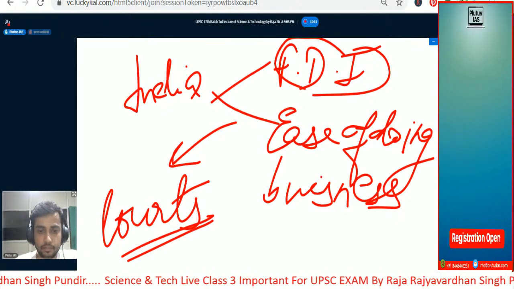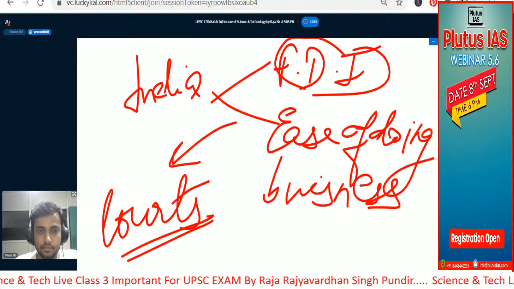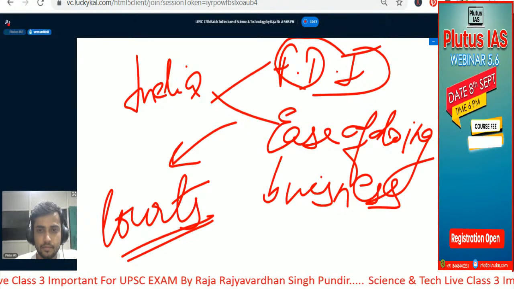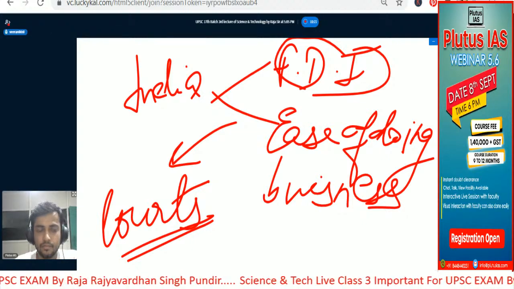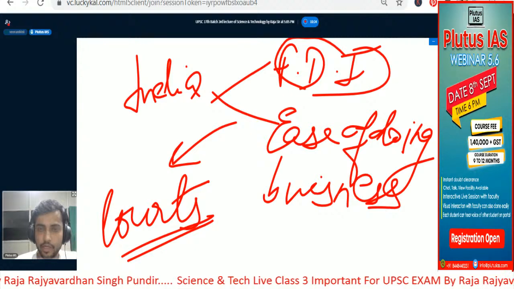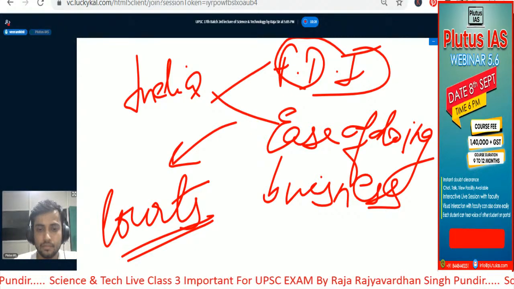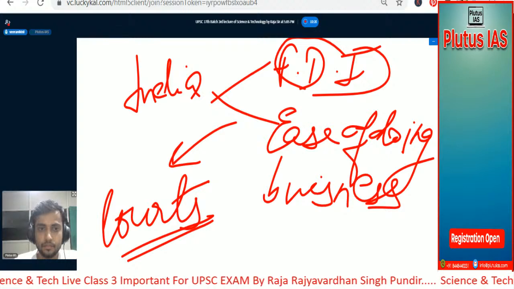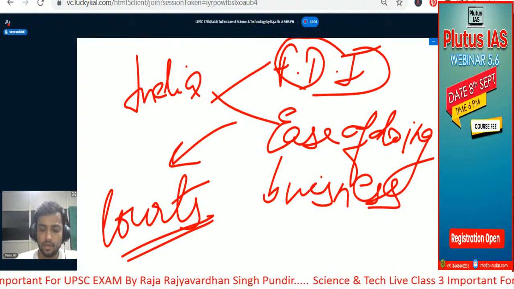Yes, Nikhil? Sir, if we see the example of some cases, they will keep dragging. Sorry, Nikhil, you are not clear. No, sir, if we see some cases, like in case of harassment or something like that, they will keep dragging those cases. Yes, yes.